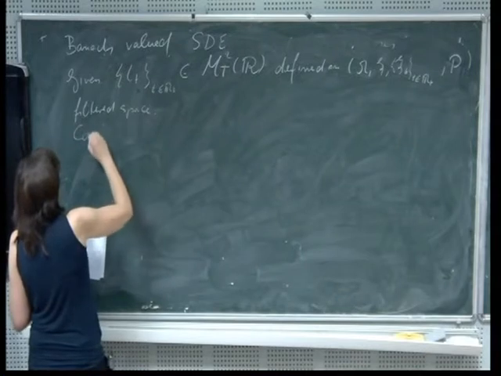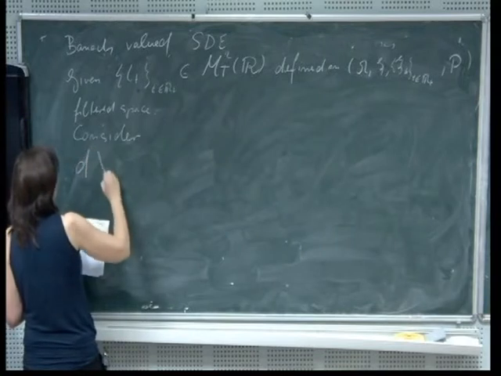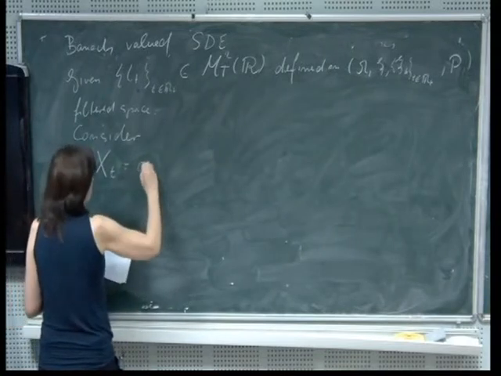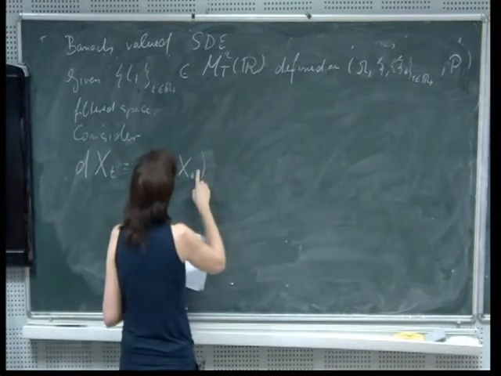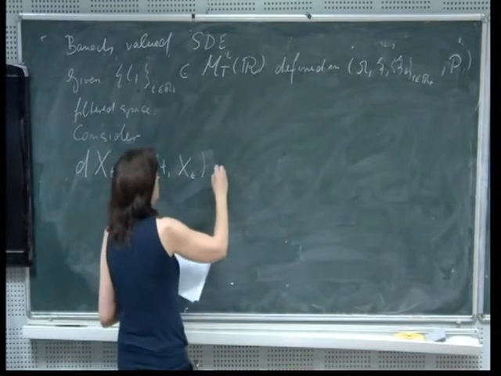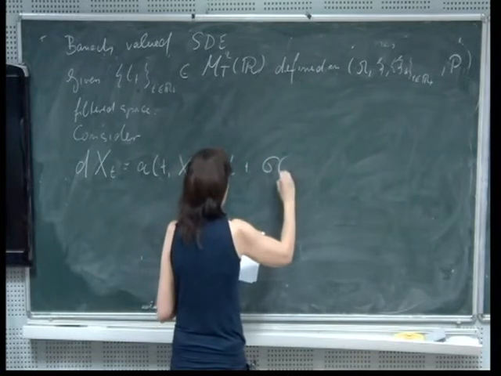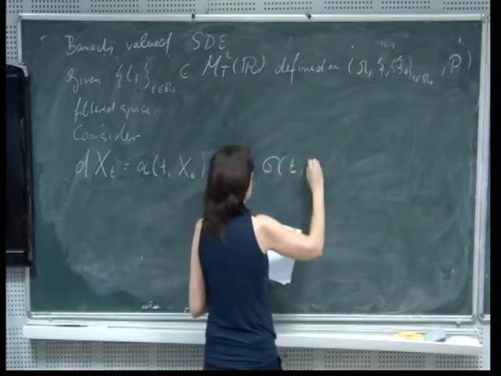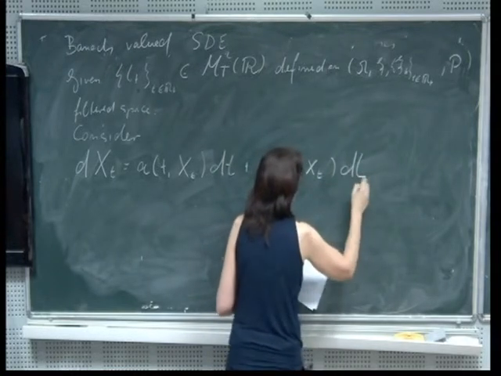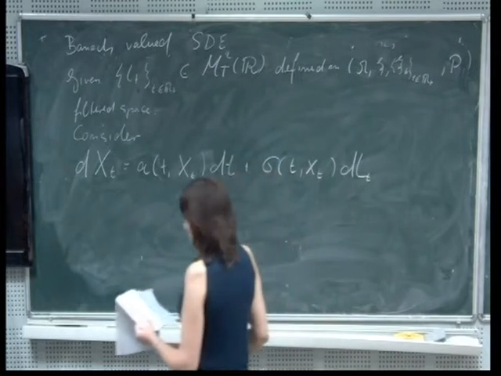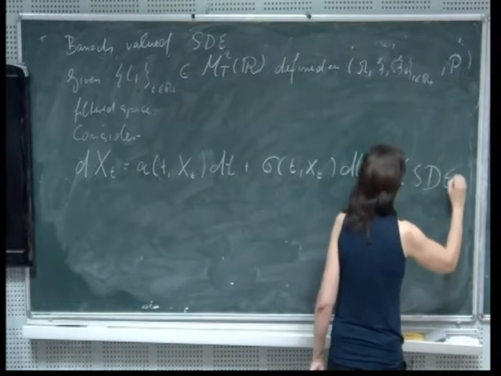Now I consider a stochastic differential equation of this kind. Here I have some drift, which depends on t, on the solution, and also on omega. Well, in probability, we don't usually write omega here. And then I have a noise coefficient, which also depends on t, X_t, and omega, and my real valued Levy process. So this is the stochastic differential equation I consider here.